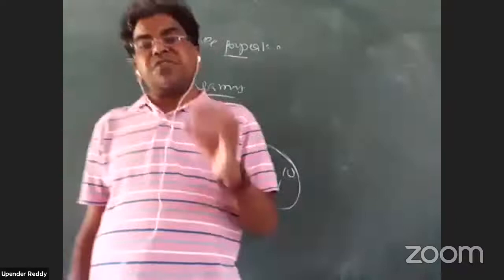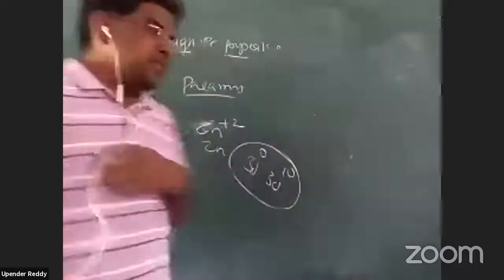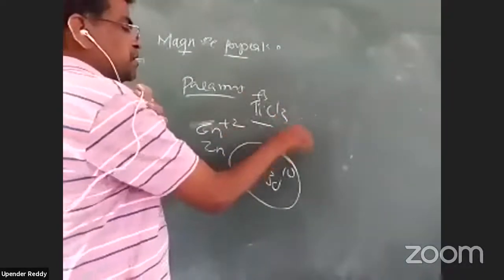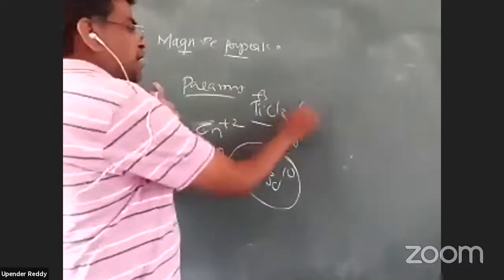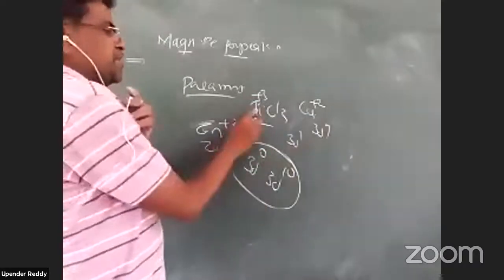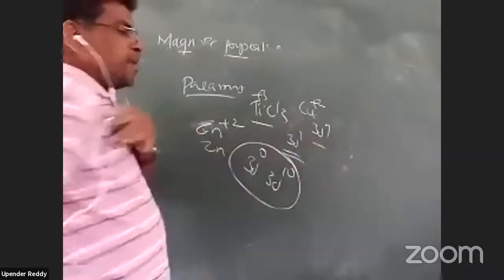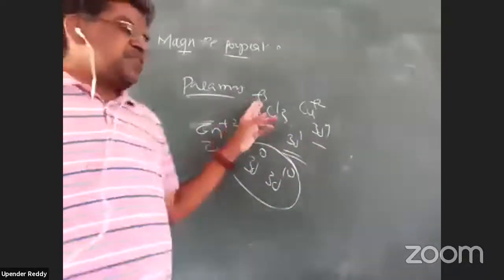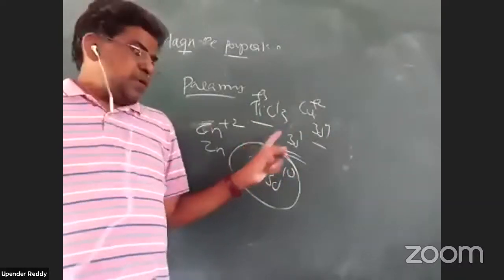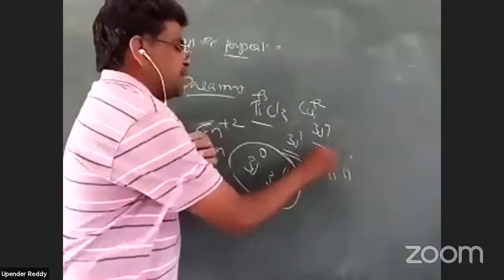The compounds which have unpaired electrons in the d block elements in the valence shell are paramagnetic. For example, titanium chloride, TiCl3, Ti plus 3, 3d1, it is paramagnetic. And copper plus 2, 3d9, one unpaired electron is there. Titanium plus 3 and copper plus 2 both have the same paramagnetic behavior, because only one electron is unpaired. 3d1 is there, 3d9 is there. 3d9 means 1, 2, 3, 4, 5, 6, 7, 8, 9. One unpaired electron.